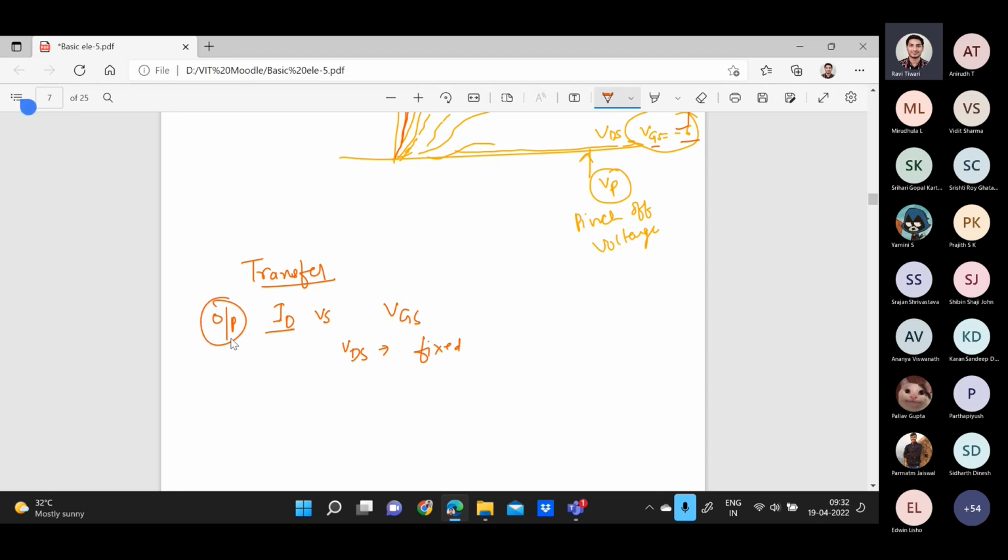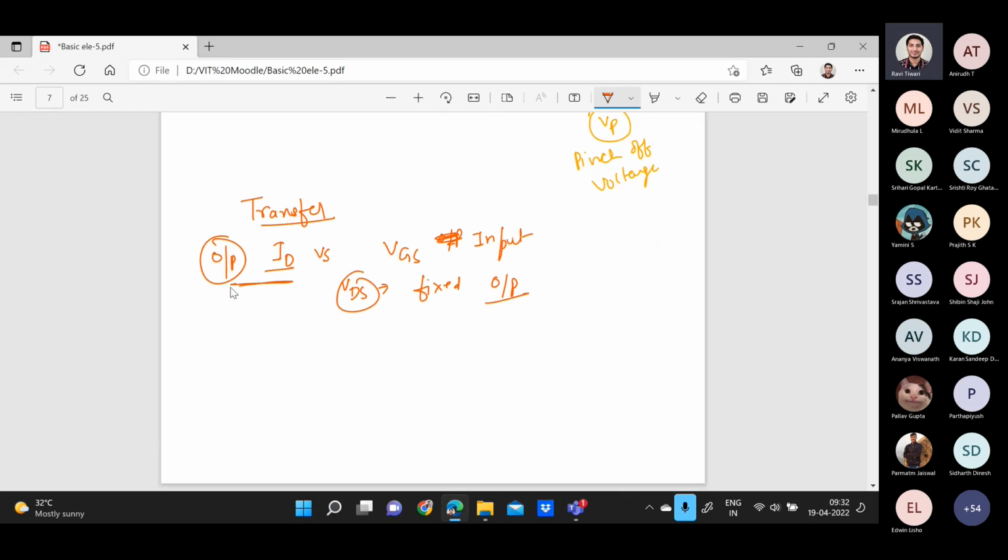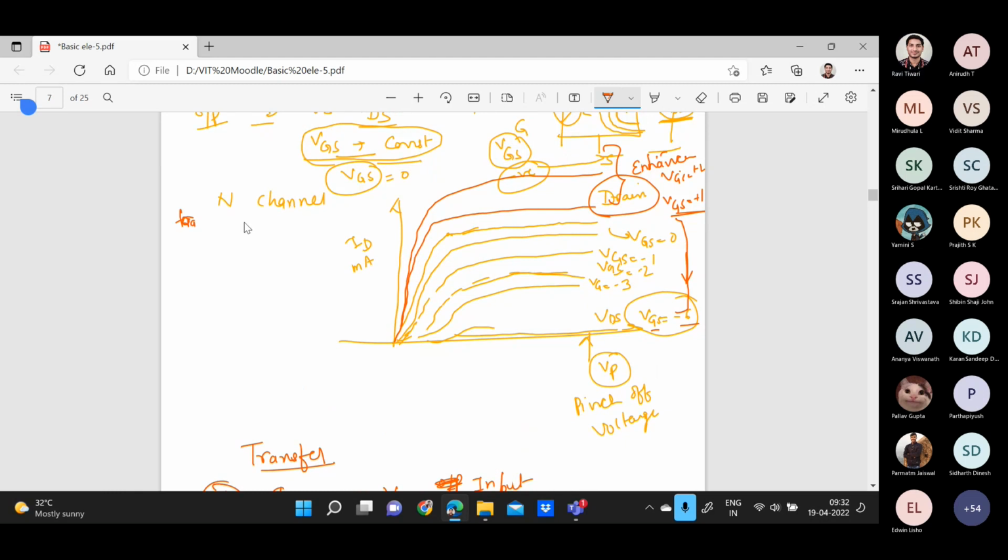This is output voltage, output current. This is input voltage, and this is output voltage, right? So now the transfer characteristic is plotted between the output current and input voltage, where we are keeping the output voltage constant. So you can draw the transfer characteristic with the help of the drain characteristic. Here you have to take the VGS, and here you have ID, and you have to keep the values.